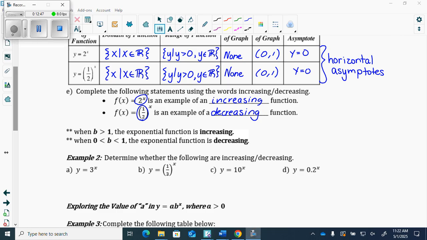Go. This one has a b of 3. What's it doing? Increasing. Yeah. This one has a b of a third. What's it doing? Decreasing. This one has a b of 10. Increasing. This one has a b between 0 and 1, so it's 0.2. What's it doing? Decreasing.